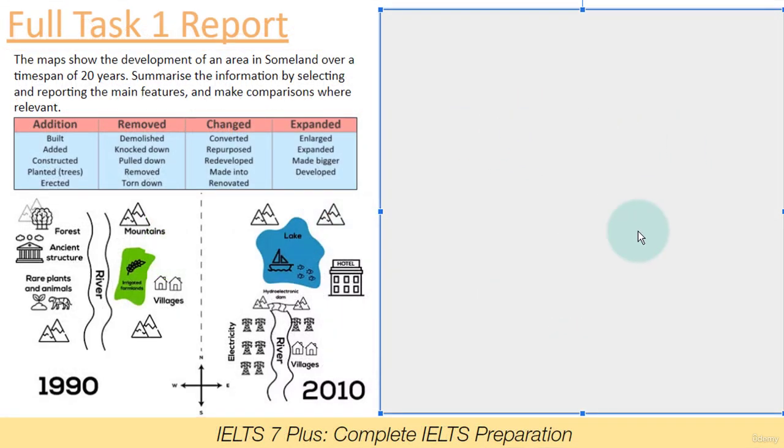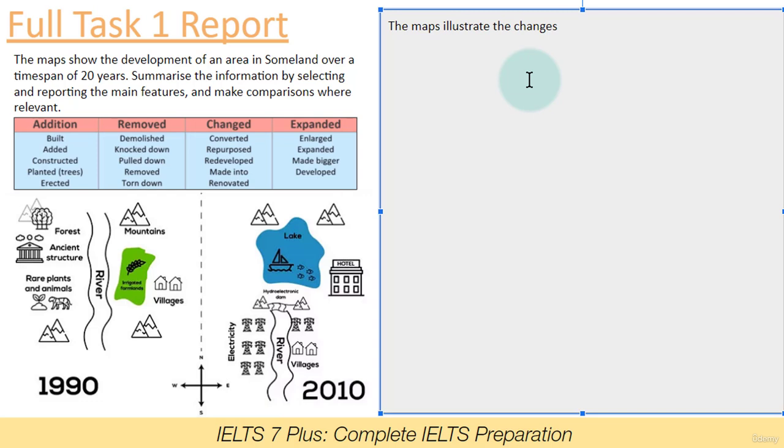The first thing, of course, we need to do is write our introduction paragraph of one sentence. So let's take a look at the question. Again, the maps show the development of an area. Of course, we have this vocabulary here. Maps are maps, there's no need to change this. The maps illustrate. I love using that word in Task 1 reports. Illustrate.